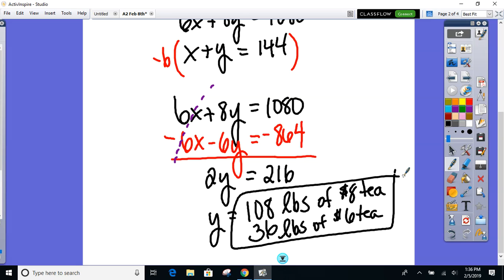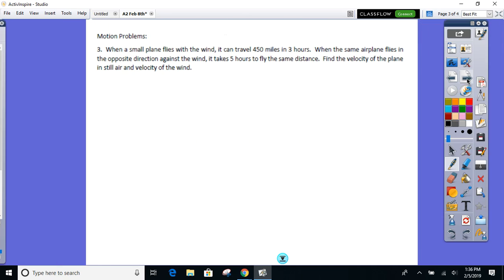All right, last type, motion problems. Whew, looks pretty tempting here. A small plane flies with the wind, it can travel 450 miles in 3 hours. But when the airplane flies against it, it can do the same distance in 5 hours. What's the plane speed and the wind speed? Instead of X and Y, can we just go P and W here? Is that easy? All right, so P is plane speed, and W is going to be wind speed.